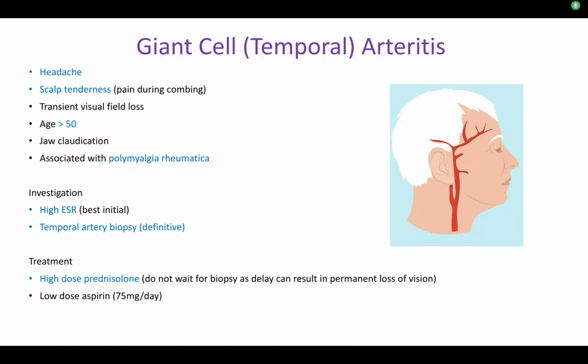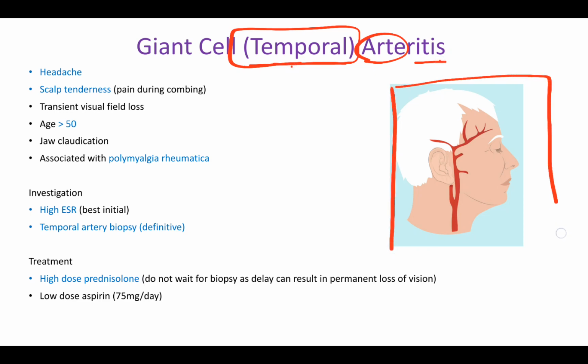Let's talk about giant cell arteritis. So giant cell arteritis is also called temporal arteritis. Why? Because your temporal artery is inflamed. Itis is inflammation. So your temporal artery is inflamed. This is usually seen in an elderly female, like you can see here in the image.